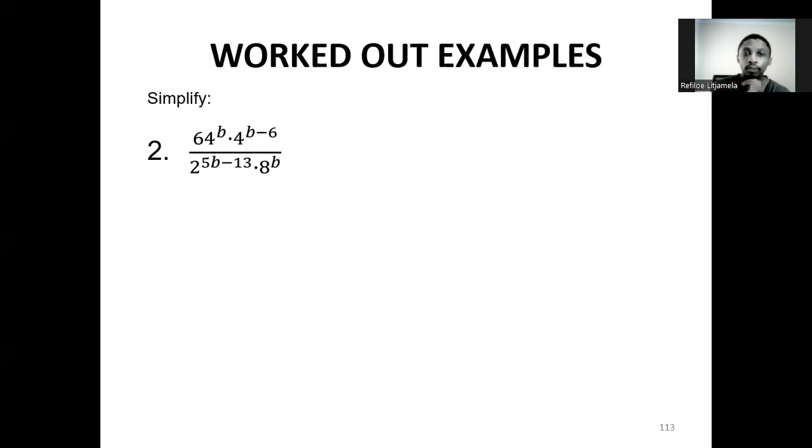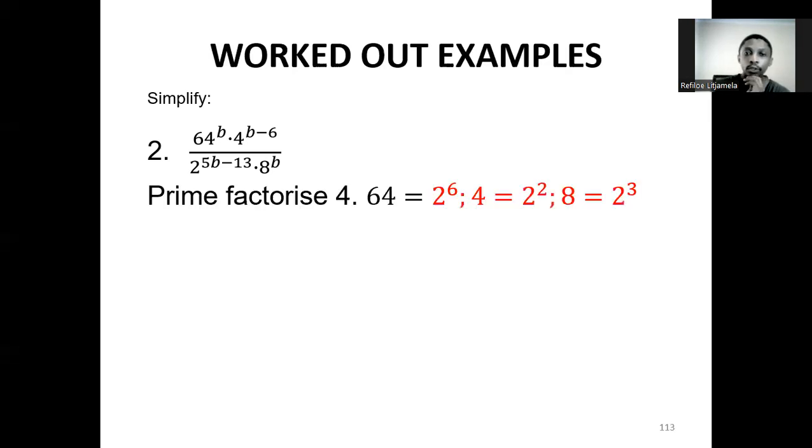Yes, you have to prime factorize 64, which will give you 2 to the exponent of 6, prime factorize 4, which will give you 2 squared, prime factorize 8, which will give you 2 cubed. All of those that are highlighted in red, we have to substitute the prime factorized form, in this case, obviously, the ones that we just did right now.